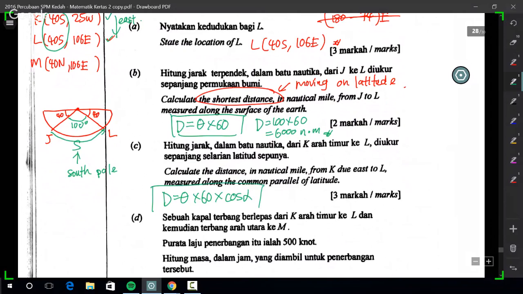Let me do a summary just so as not to confuse you. Use this formula whenever the plane is flying east or west. Use this formula when the plane is flying north or south. All right, so you must be very conscious of which formula to use. Now they are flying east, so I use this one.